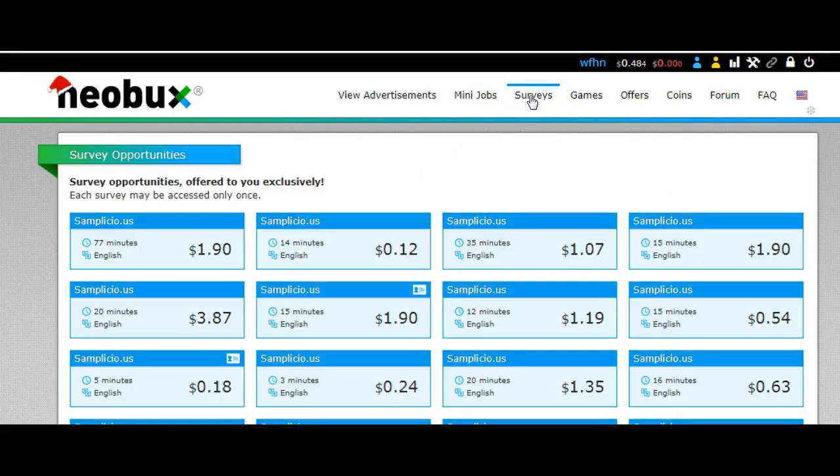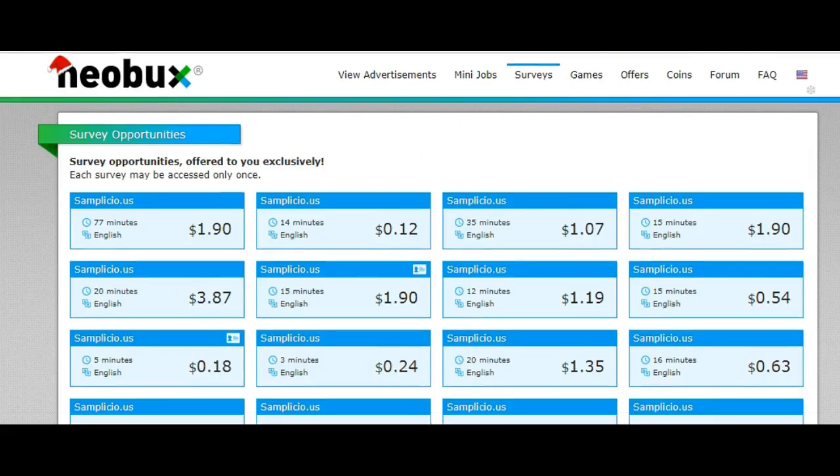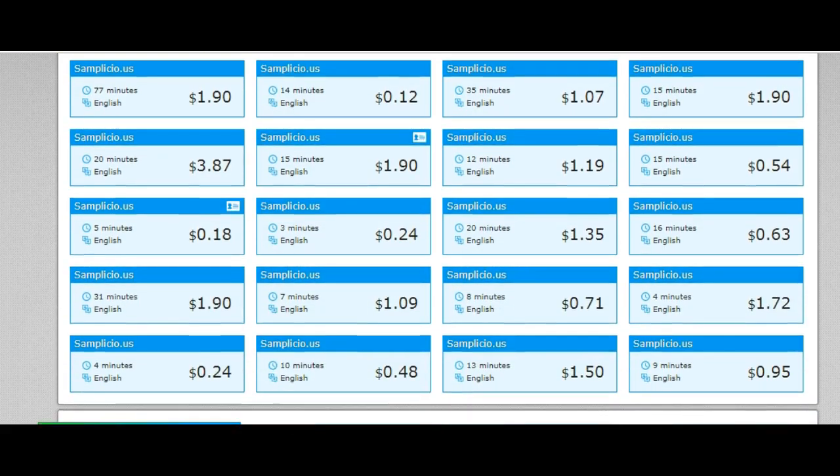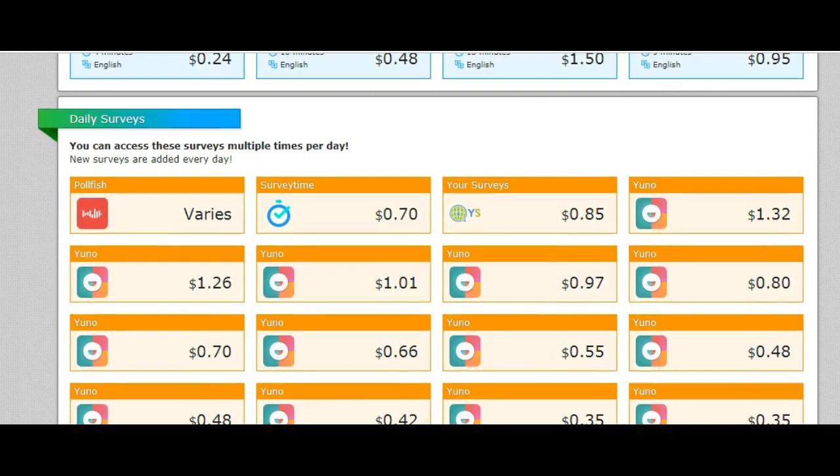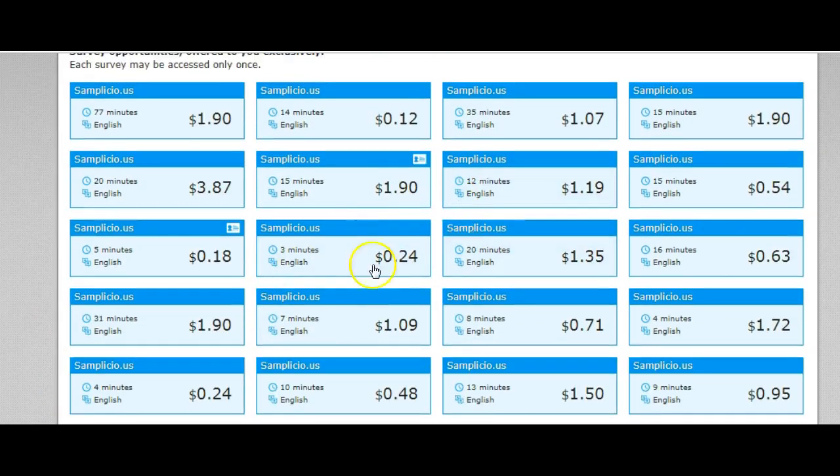Surveys is the next paid option here, and as you can see here, there are various payments available. Currently $3.87 is one of the highest payment amounts. There are quite a lot of surveys available on Neobux, and I know that the surveys especially can work in quite a lot of countries, so those are worth trying if you are struggling to find any of these ones.